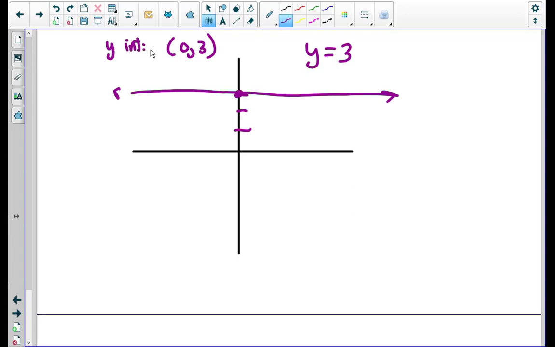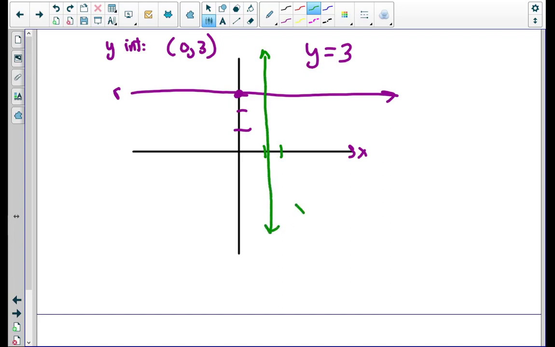Now the x-intercept is where does this purple graph hit this x-axis down here? The answer is it doesn't. So it's no solution, or undefined.